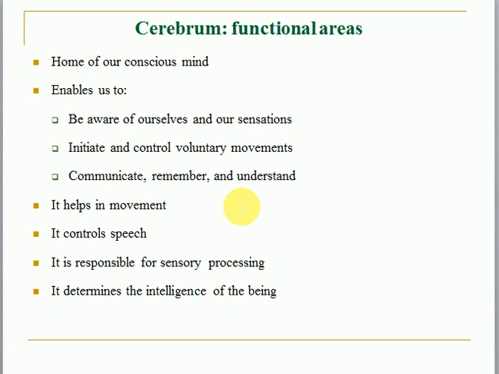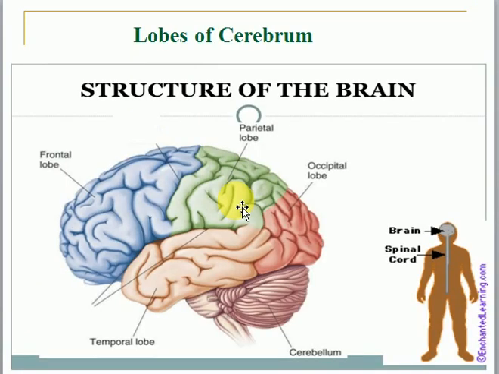Now if the brain does not work, I will not understand and I will not recognize the external environment, what is happening there, whether this place is hot, this place is cold. The same as a cerebrum, it determines the intelligence of the being. So this is the functional area, these are the areas located within the brain.